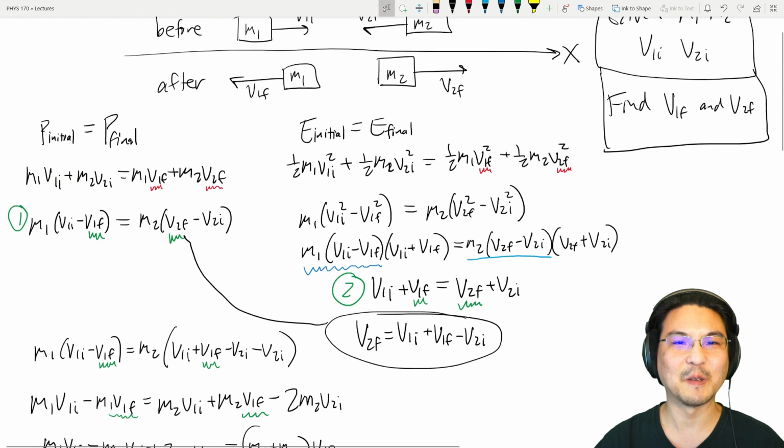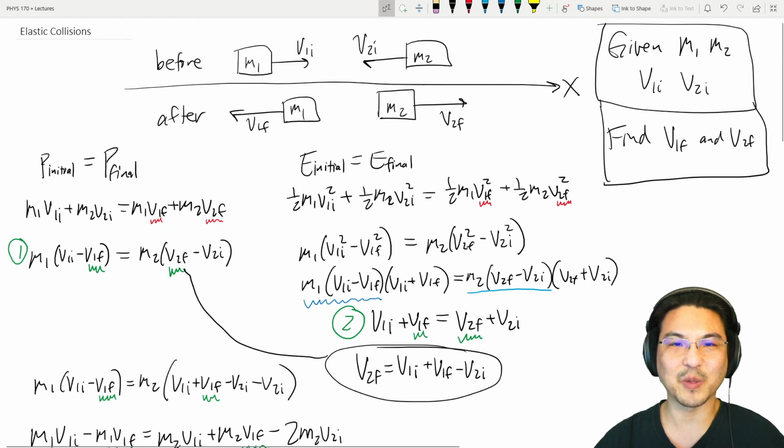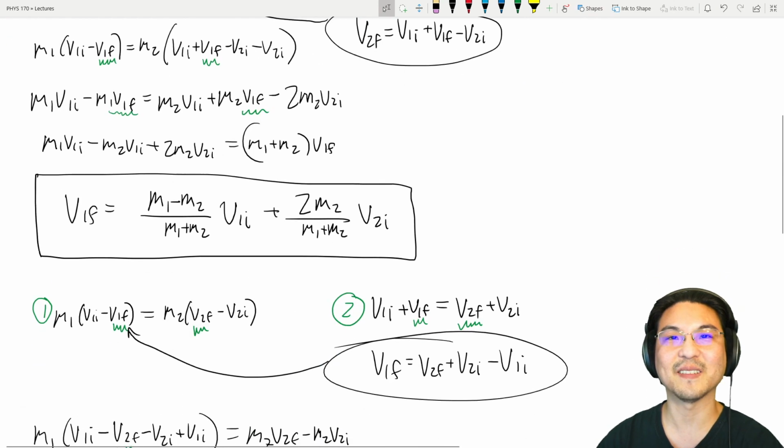Okay, so try and practice this algebra yourself. So any collision, it's just this type of algebra, and then you just figure out what's known, what's unknown, and plug in the numbers, and that's all. Okay, so just keep practicing, and I'll see you on the next video.